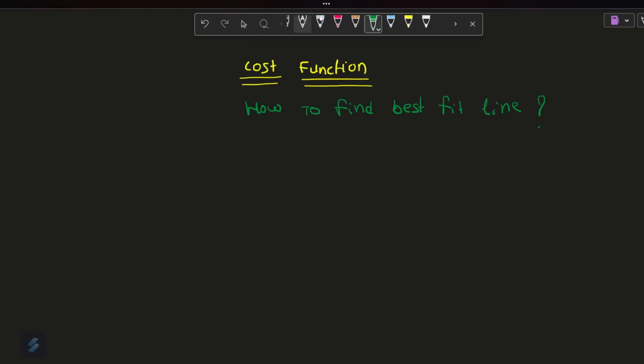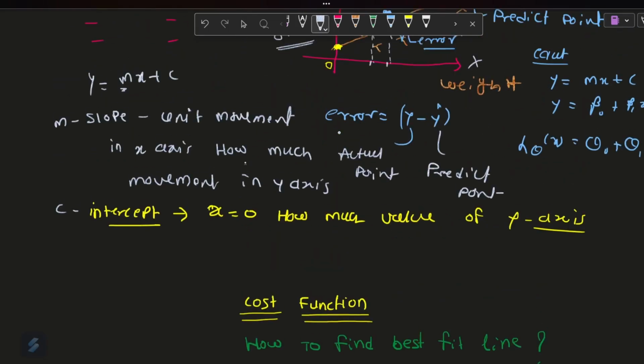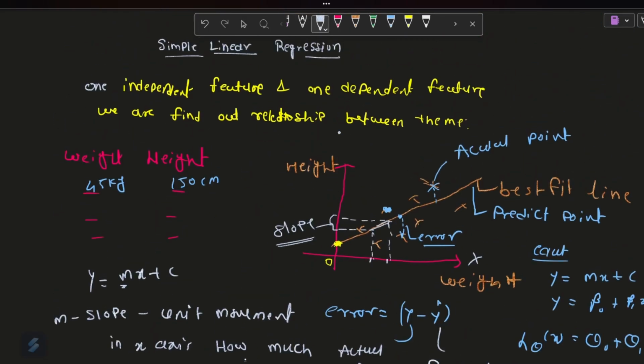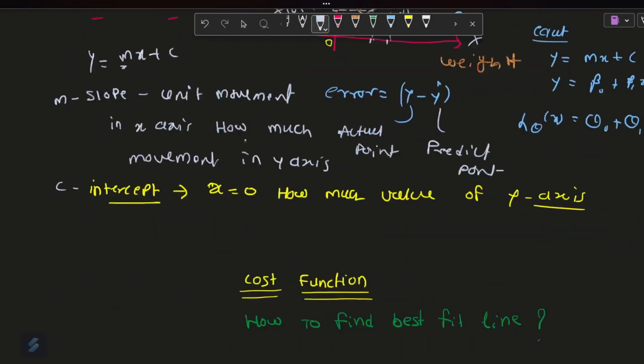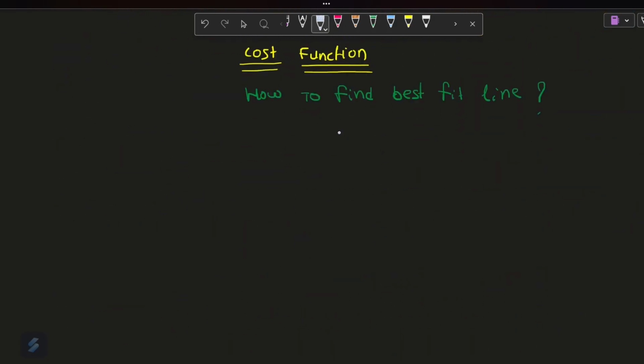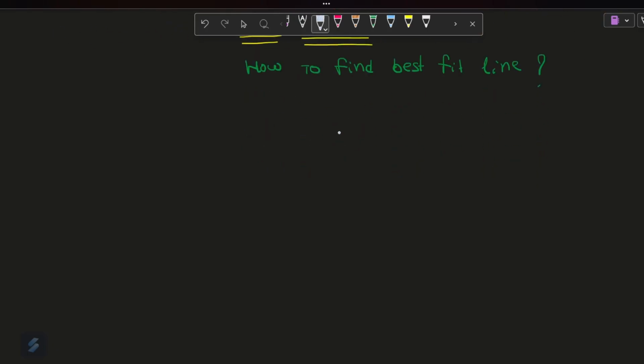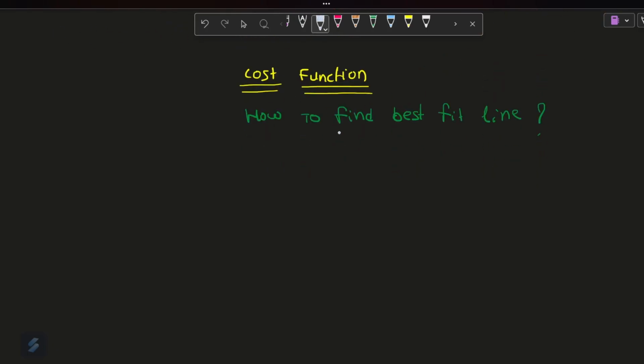In today's video, in a previous video, we understood the concept of simple linear regression, what the best fit line is and how to calculate it, what the intercept and the slope are, and what the error is. In this video, we understand the cost function and how to find your best fit line.